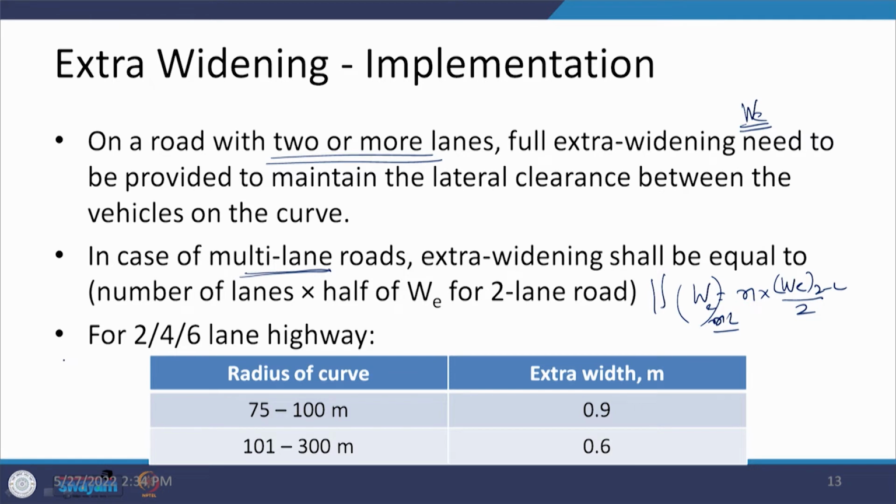Now, in the case of 2-lane, 4-lane or 6-lane highways, based on the radius of the curve, the values are already being given. So, we can utilize these values, and what it says is that if it is 75 to 100 meters, then the extra widening can be provided as 0.9 meters, and if it is 101 to 300 meters, then it can be provided as 0.6 meters.